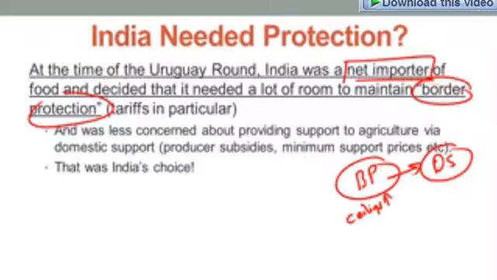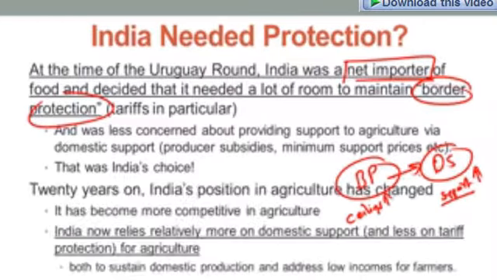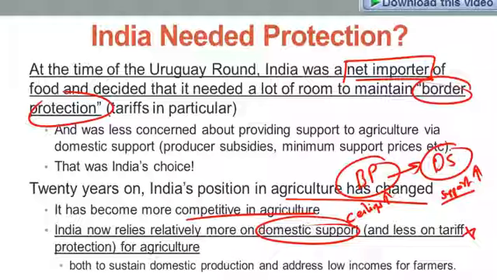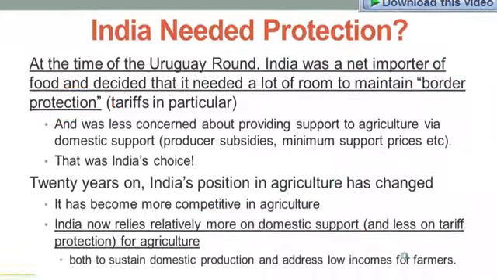Now for domestic support, our actual biggest priority is support capacity. How much is allowed to be supported should be high. So this is where we should be focusing our energy, is what the Economic Survey is saying. At that time, it was India's choice. Now we have to change our choice. We have to change our policy stance. India's agriculture has changed now. We are competitive. We are actually an exporter also now. So we have to focus on domestic support, less on tariff protection. We can move away from border protection to domestic support, and this will help our farmers also.